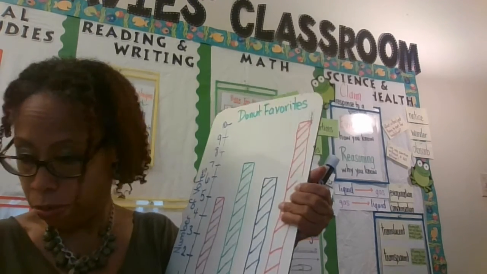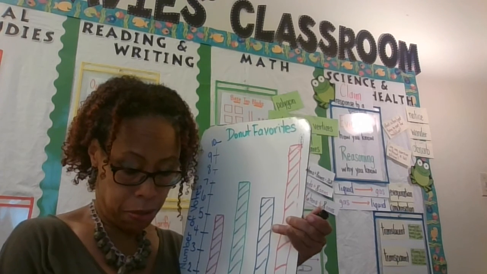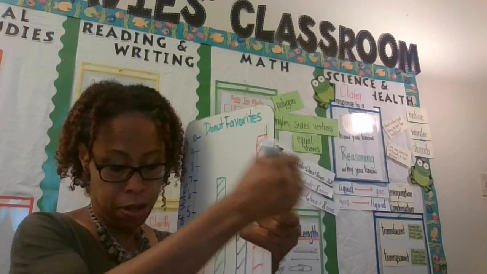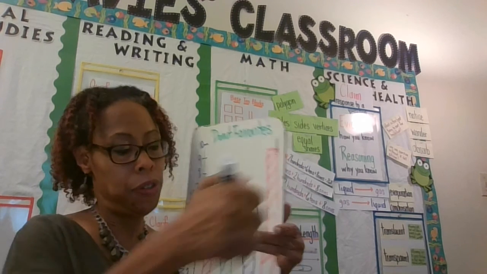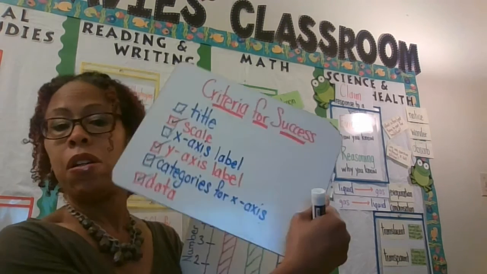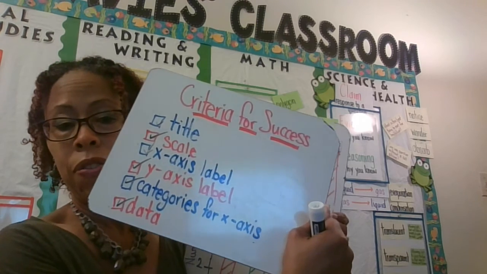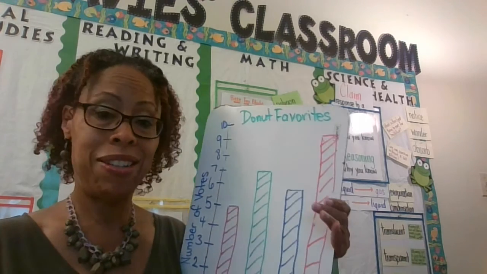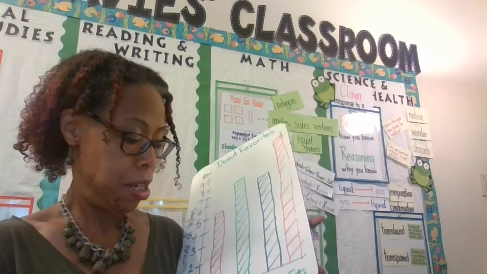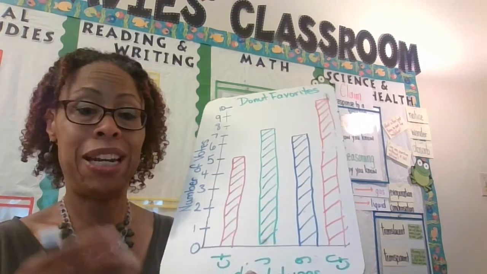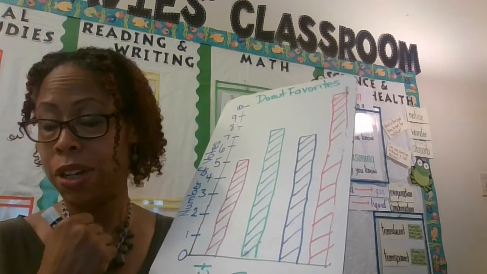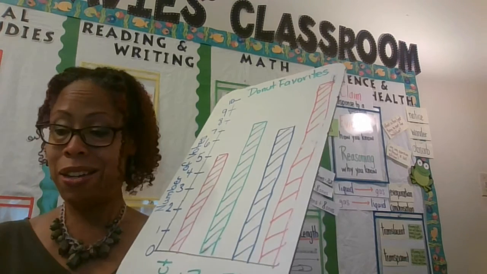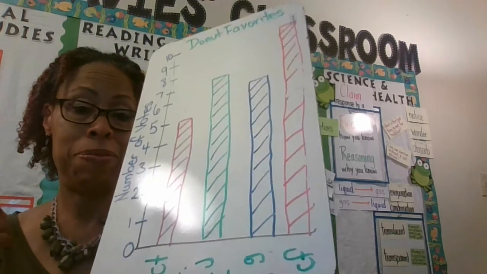So let's look and see. We have a title. We have an X-axis label. We have all of our check marks, our boxes checked off. So that means that we are successful. And we always want to make sure that it is nice and neat and it is accurate, if we have all those done, then we are meeting all the criteria.